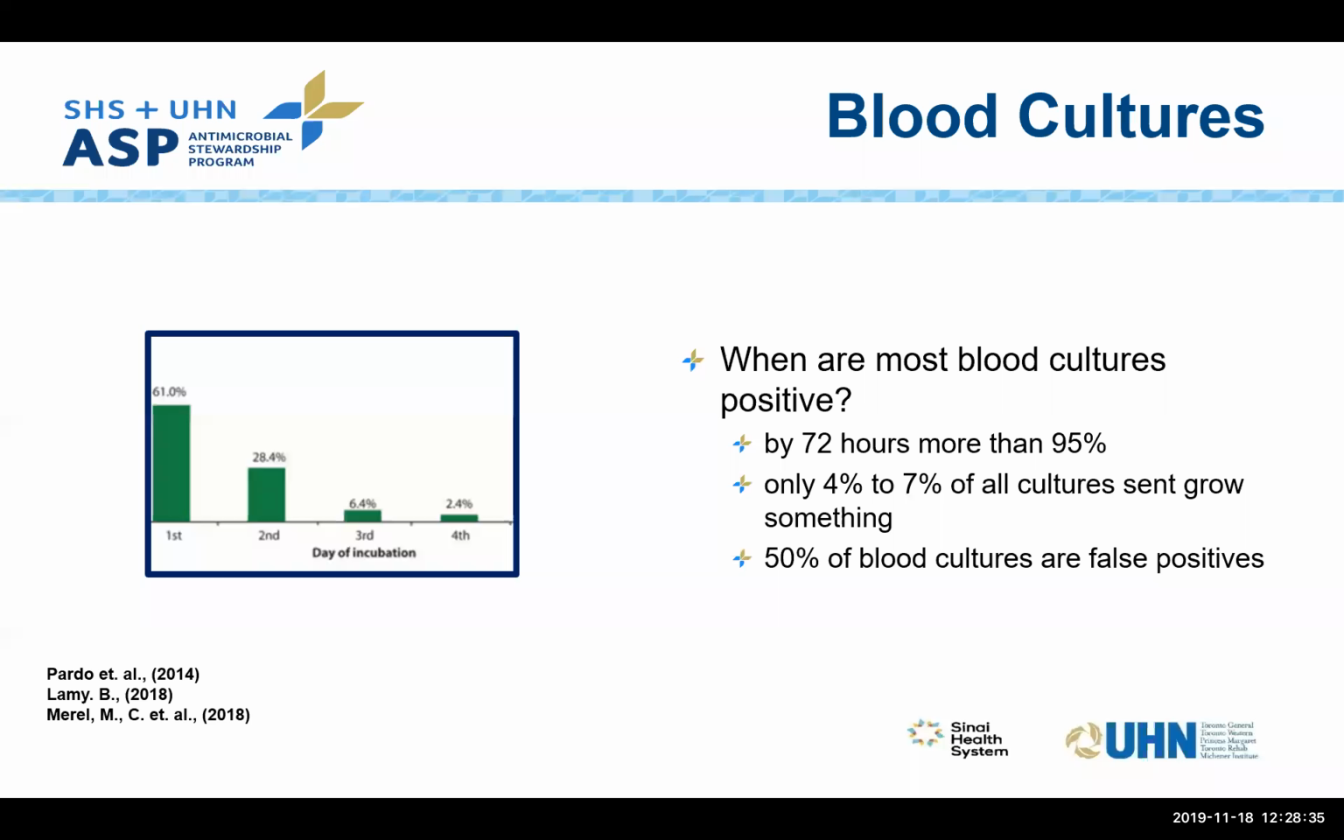Usually by 72 hours, more than 95% of the blood cultures that could grow something would have already grown. Usually only 4% to 7% of all culture sets grow something, and 50% of the blood cultures are false positives. And this is where, from the nursing perspective, there is something we can do to impact this number, because if we follow best practice guidelines, we could lower this false positivity number.